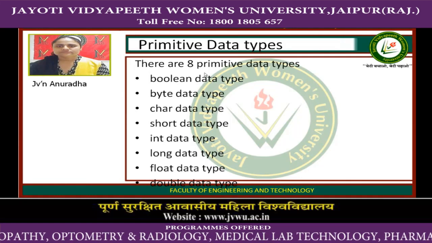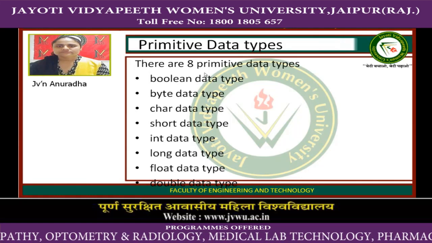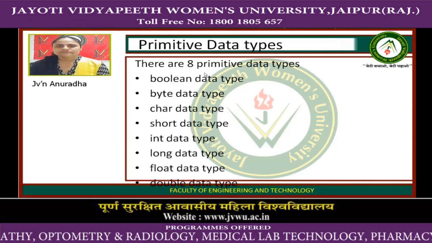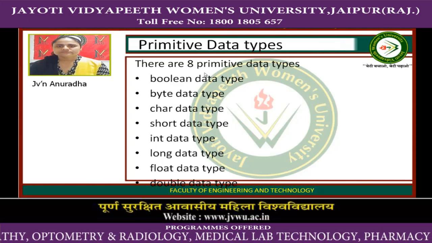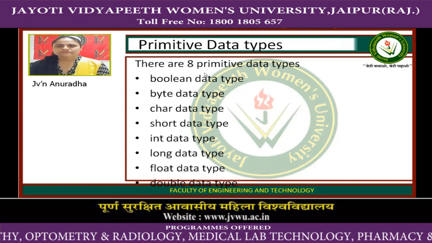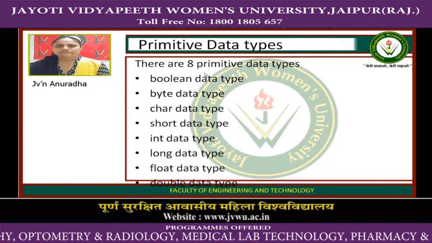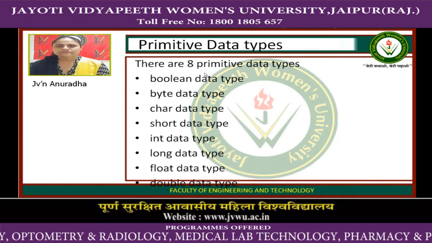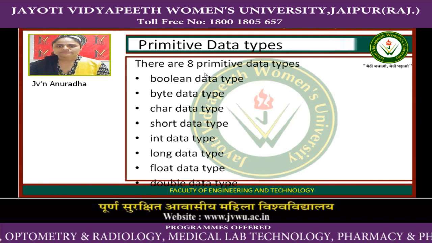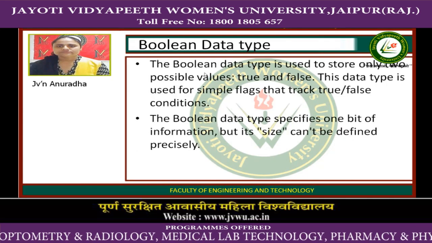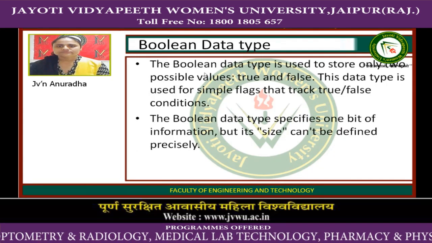Let us now have a look at these 8 primitive data types. These are the boolean data type, byte data type, char data type, short data type, int data type, long data type, float data type, and double data type. Now, first of all, the boolean data type.